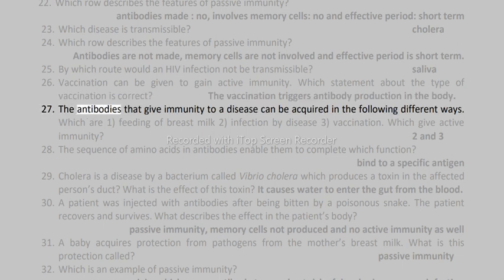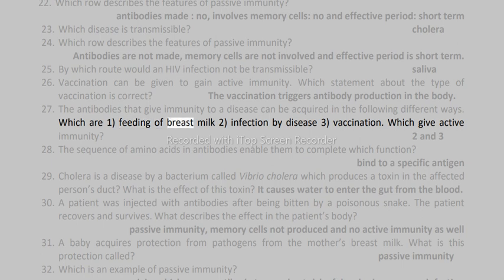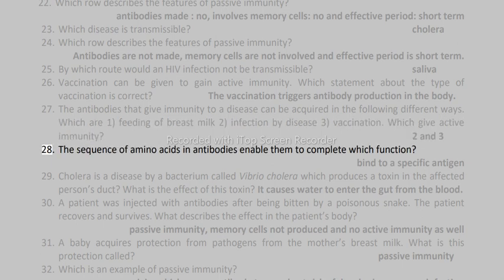27. The antibodies that give immunity to a disease can be acquired in the following different ways: 1. Feeding of breast milk, 2. Infection by disease, 3. Vaccination. Which give active immunity? 2 and 3. 28. The sequence of amino acids in antibodies enables them to complete which function? Bind to a specific antigen.